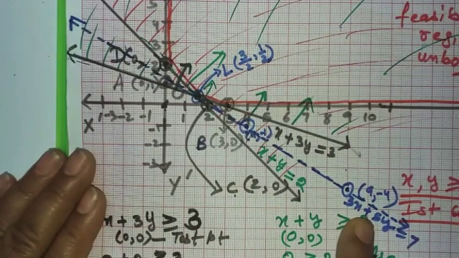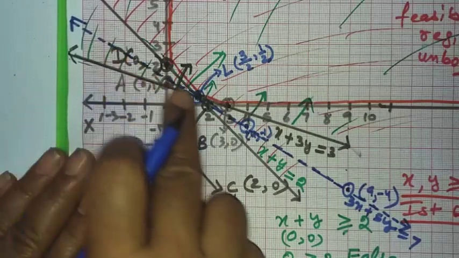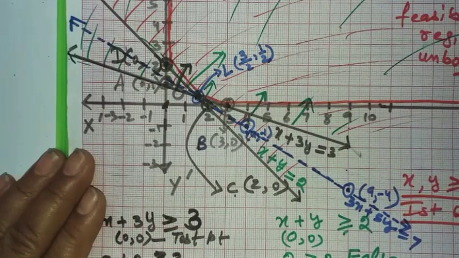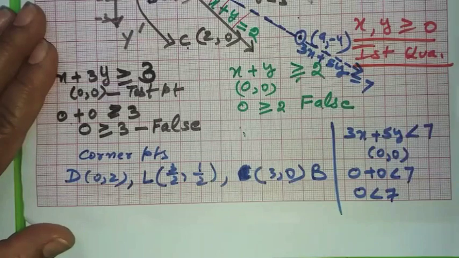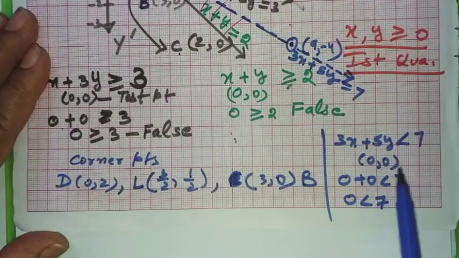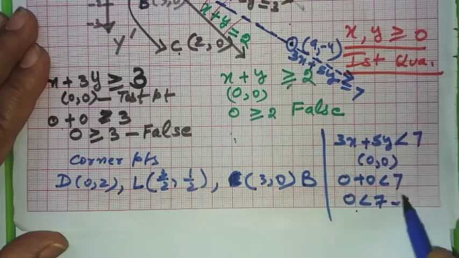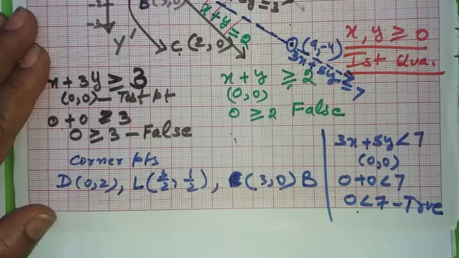So after plotting this line 3x plus 5y equal to 7, that you can see with the purple or blue pen, I have to check which region will be shaded by this inequality. For that I again take the test point 0, 0. In 3x plus 5y less than 7, I substituted 0, 0 and got 0 less than 7, which is a true statement. That means its shading will be towards 0.